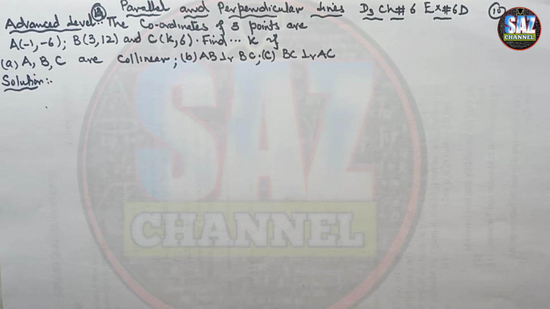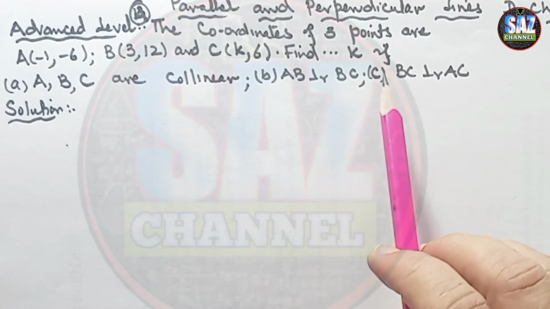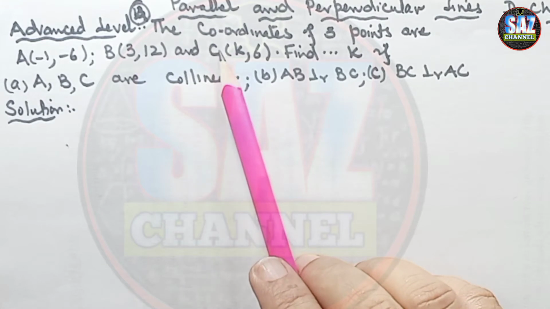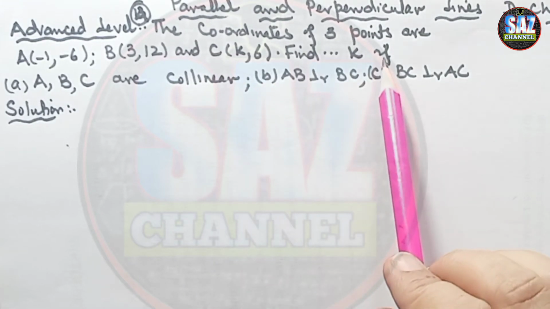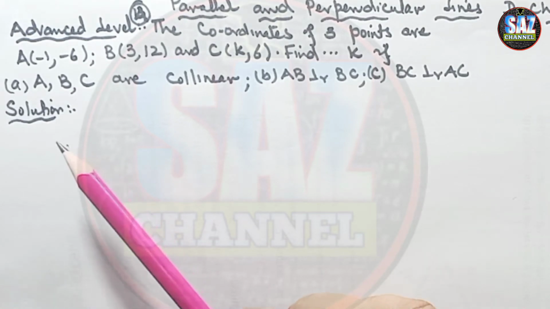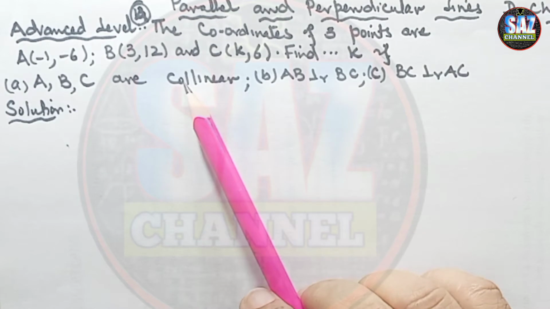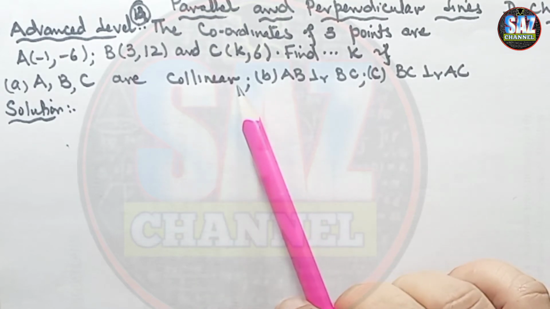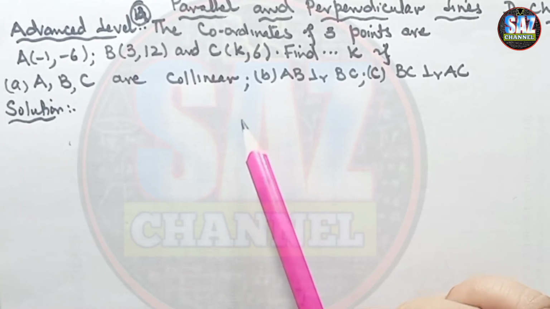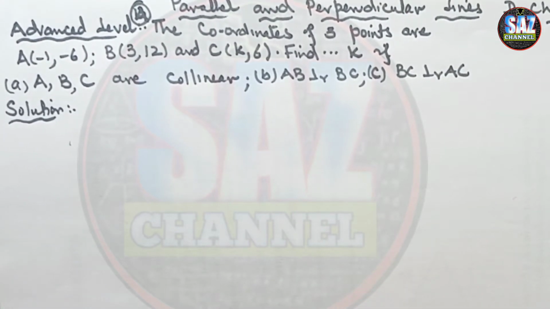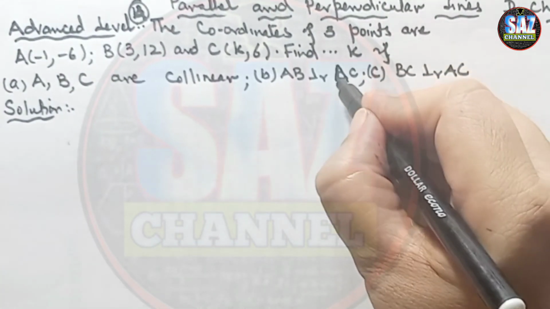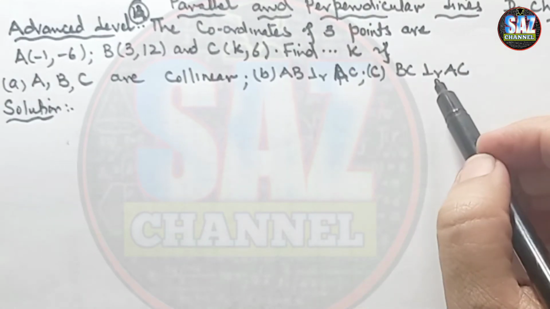Question 14 says the coordinates of 3 points are A (-1, -6), B is (3, 12), and C is (K, 6). We have to find the value of K. Then there are three different conditions given for which we have to find the value of K. The first condition is that A, B, C are collinear, the second is AB is perpendicular to AC, and in the third part, BC is perpendicular to AC.